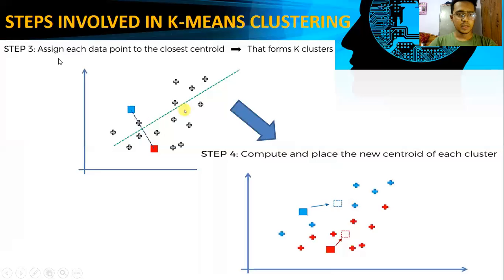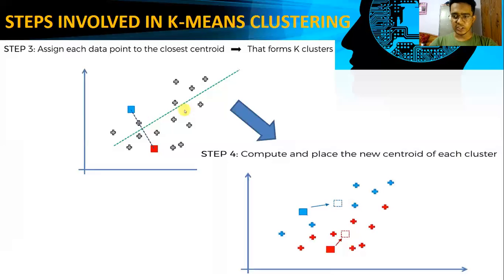Third step being, it assigns each data point from our data set to the closest centroid. This helps in forming the clusters. As you can see, the 2 centroids are separated by a perpendicular line, this green perpendicular line. It is by property of geometry that any point on the perpendicular bisector will lie equidistant from both the points.